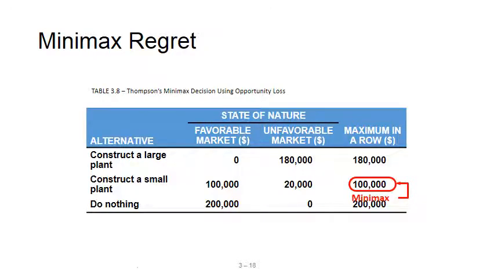We then apply the minimax decision model, which is the minimum of the maximums. So we take the maximum in each row and then take the minimum value. In theory, this should minimize our regret from choosing the wrong decision. In this instance, we select to construct a small plant.